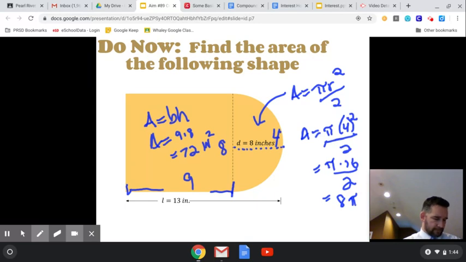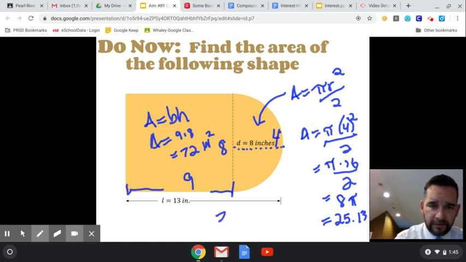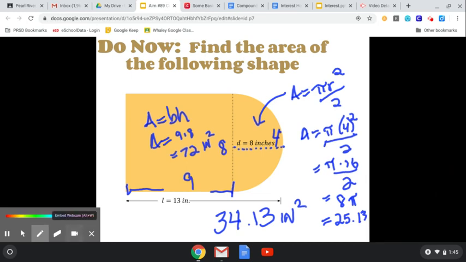8 times pi is equal to, let me just get this, 25 point, I'm just going to round it to the nearest hundredth for right now, 25.13. Okay, add that to 9, and that gives me the area of that whole thing is 34.13 inches squared. Okay, I forgot that I had my face up there. Let me get myself out of here. All right, so there's the area of that whole thing.